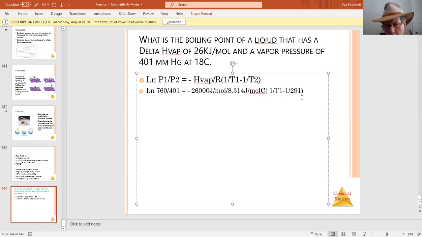Yeah. So I got the LN 760 divided by 401, 1.90 is equal to negative 3120. Wait, to get rid of LN on the left side, wouldn't it be to the E? No, you don't have to do that. All you have to do is punch in ln in your calculator and then type in a positive 1.90. That will give you a real number.